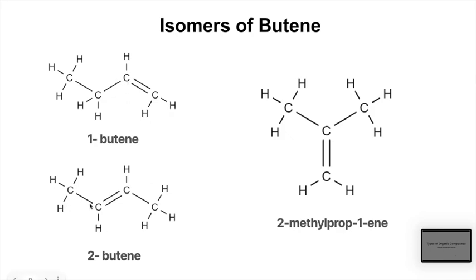So here 1, 2, 3, 4. If you start numbering from this side, it is 2-butene. Or you can say 1, 2, 3, 4, so it is again the same. So it is 2-butene. You should not write 3-butene, right? You should get the lowest number. Likewise here 1, 2, 3. On the second carbon, one methyl group is present here. So this is 2-methyl, prop-1-ene, 1-propene, 2-methyl-1-propene.